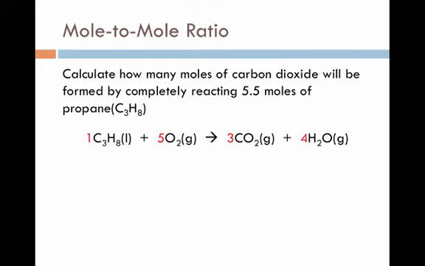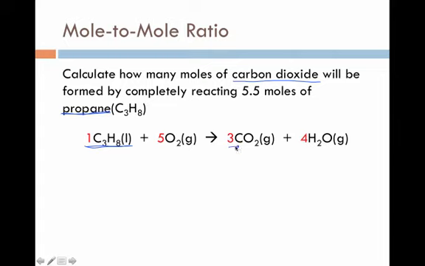So here is the balanced chemical reaction. 1 mole of propane is going to react with 5 moles of oxygen gas to create 3 moles of carbon dioxide and 4 moles of H2O. In this particular question, it's asking us to calculate how much carbon dioxide will be formed by completely reacting 5.5 moles of the propane. Again, a strategy you can use in these problems is underlining the words and then underlining the appropriate chemicals in the actual reaction.